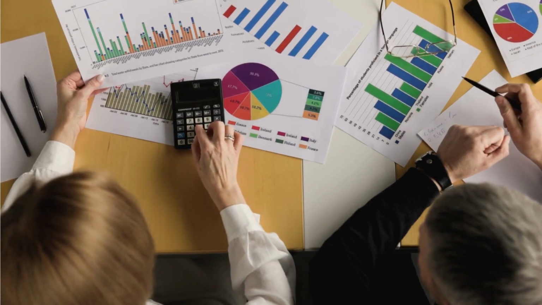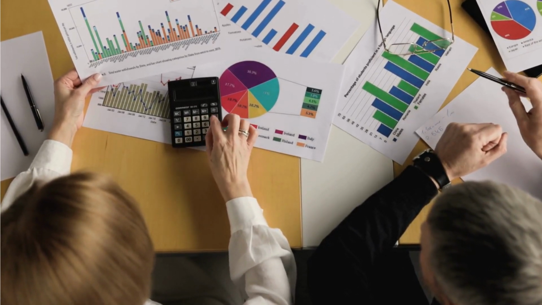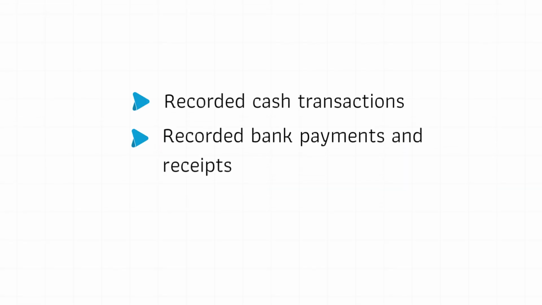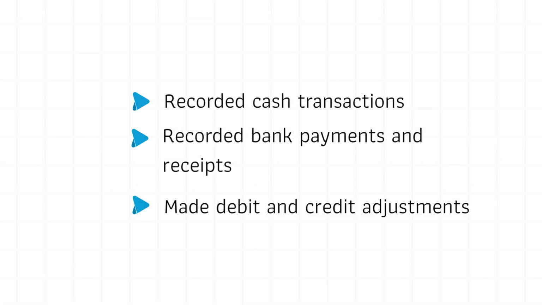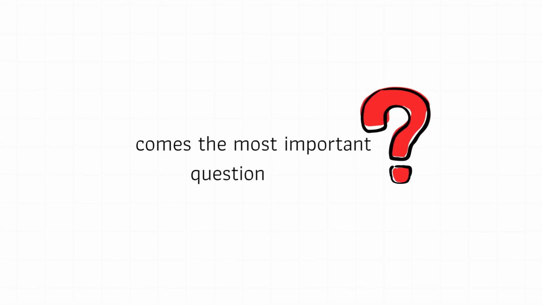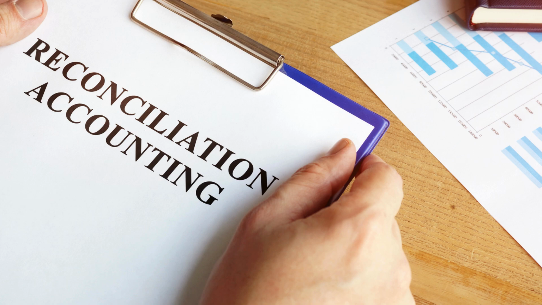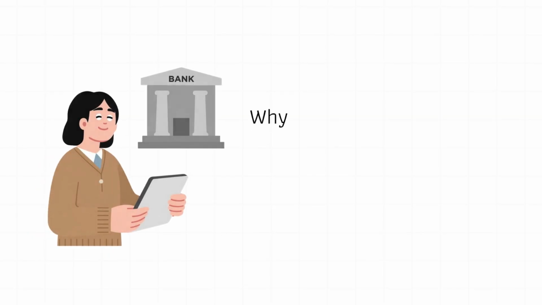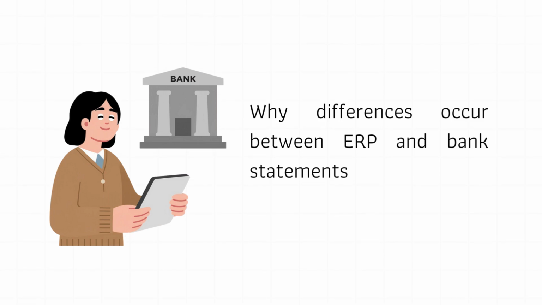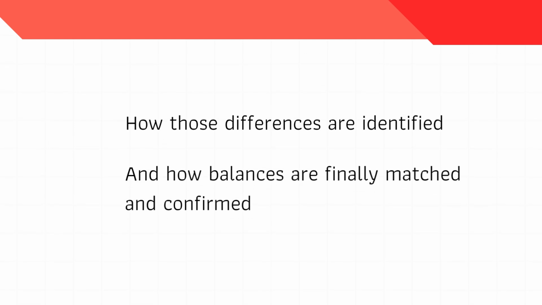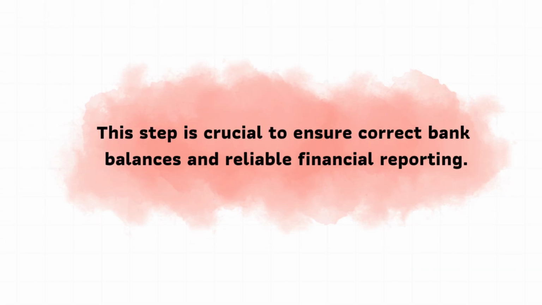In the next video, we'll move to another very important practical process, bank reconciliation. So far, we have recorded cash transactions, recorded bank payments and receipts, made debit and credit adjustments. Now comes the most important question: do our ERP records actually match the bank statement? In the bank reconciliation process, you'll understand why differences occur between ERP and bank statements, how those differences are identified, and how balances are finally matched and confirmed. This step is crucial to ensure correct bank balances and reliable financial reporting.